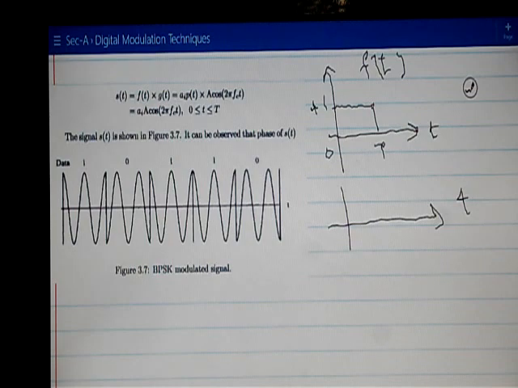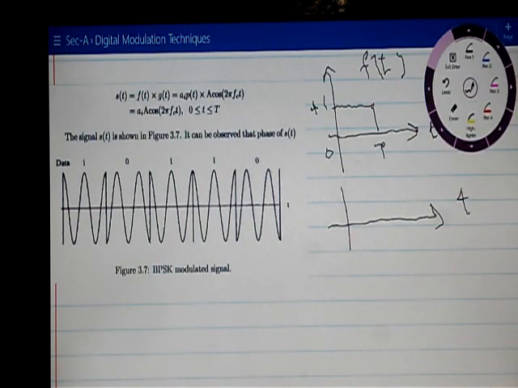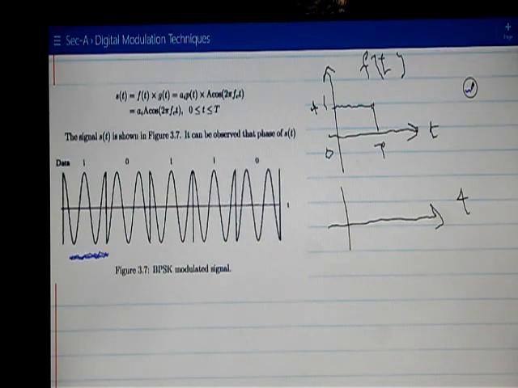And the carrier we have is in the form of a cosine wave. So two cosine waves are shown over here, two waves, right? This is T, this is T. So you have one and the second one. When you multiply the cosine wave with 1, you will get the same thing.